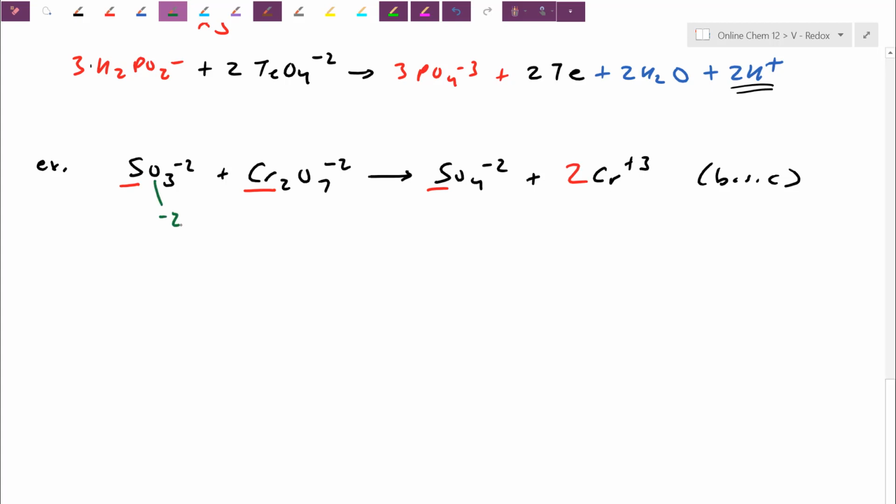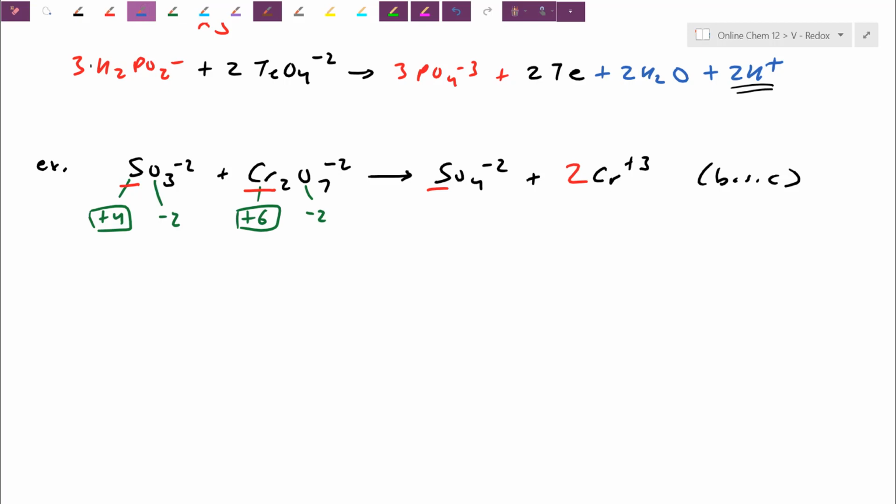The oxygen is usually -2. 3 times -2 is -6. Something -6 gives you -2. The sulfur is like a +4. For the Cr2O7 compound here, the O7 here is a -2. There's 7 of them, -14. 2 times chromium minus the 14 has to give you a -2. The 2 chromiums have to give you a +12. Each chromium would have to be a +6.